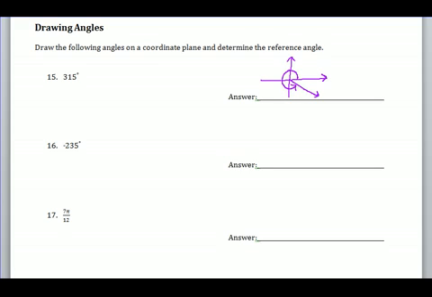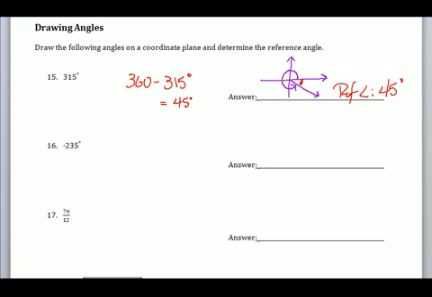Now the reference angle is always going to be the angle between the terminal side and the x-axis. The angle should always be less than 90 degrees, something between 0 and 90. In this case, my reference angle is this angle right here. And in order to find it, we're going to do 360 minus 315, which gives us 45. And so the reference angle in this example is 45 degrees.